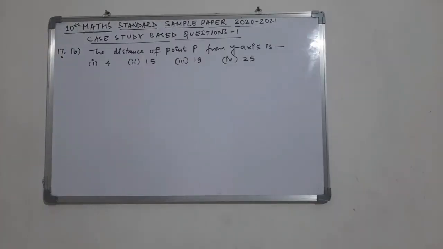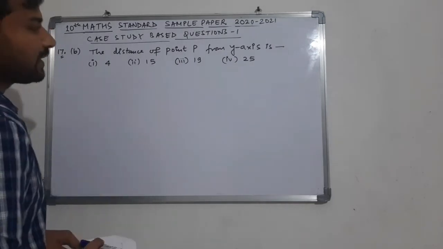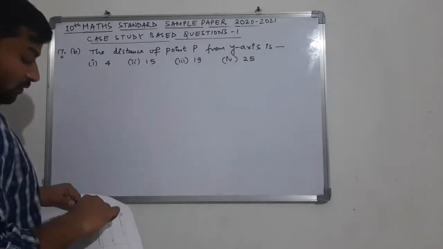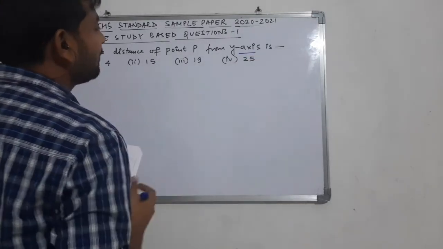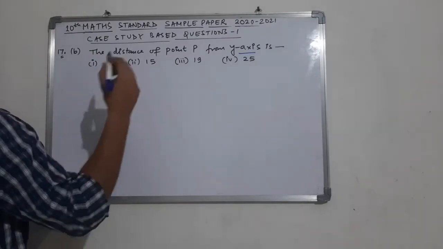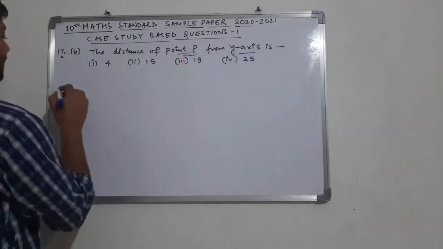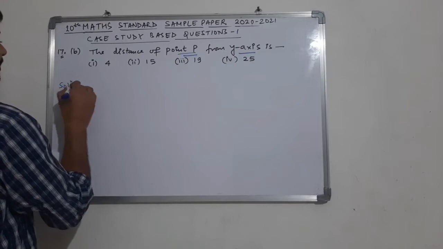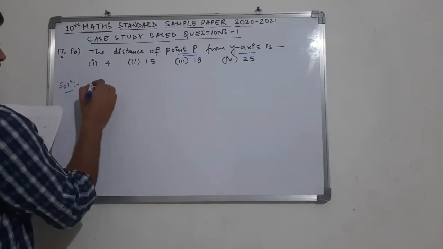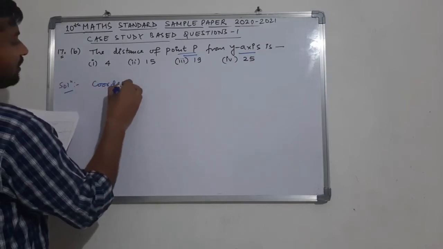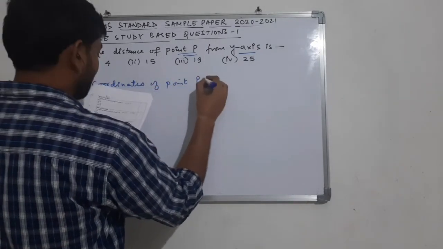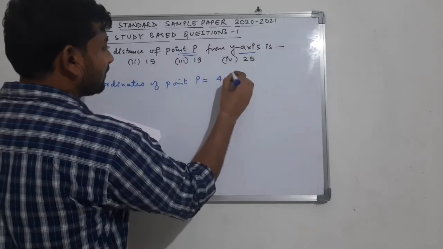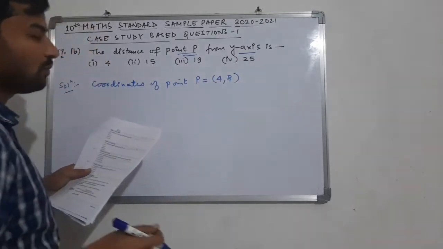Let us come to the B part of question number 17. The question is the distance of point P from y-axis. As you know, in coordinate geometry, the distance from different coordinate axes we can find out very easily if we know the coordinates of the given point. Here, when we go through the graph given in the question, the coordinates of the point P are 4, 8. The point P is 4, 8.